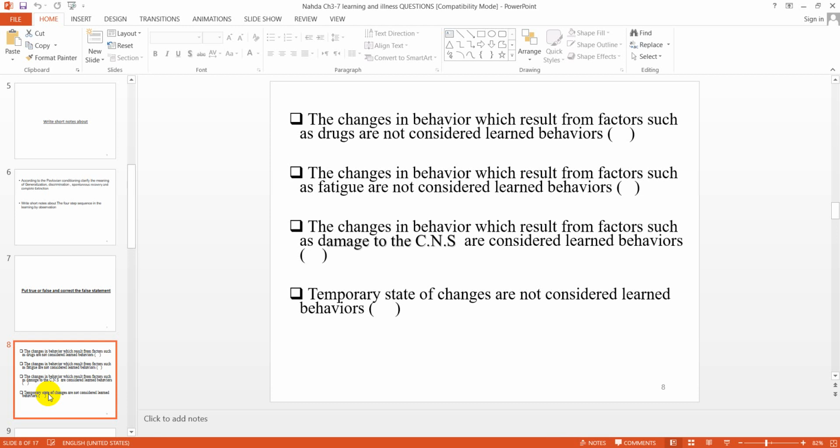Number three, the changes in behavior which result from factors such as damage to the central nervous system are considered learned behaviors. Number four, temporary state of changes are not considered learned behaviors.